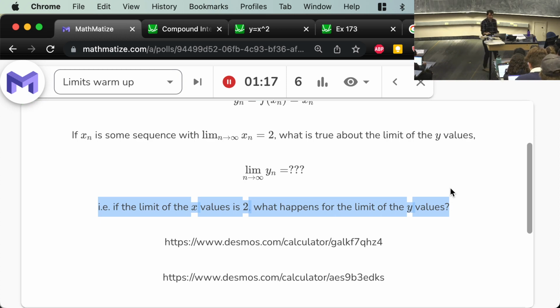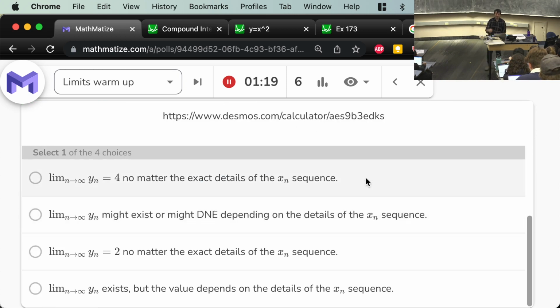And there's all sorts of things that can happen. I gave you some options here. Is the limit 4 no matter what? Is the limit 2 no matter what? Or maybe it depends on exactly what the x's are doing. I was pretty vague about the x's. I just said the x's are going to 2.